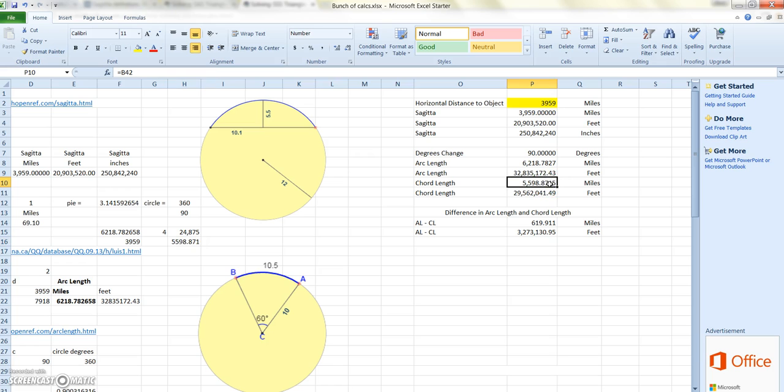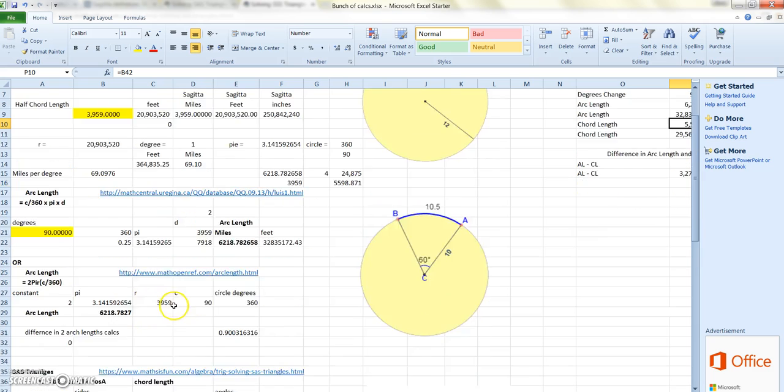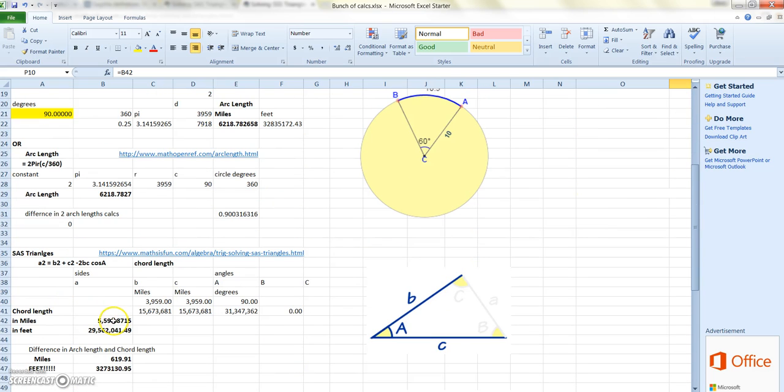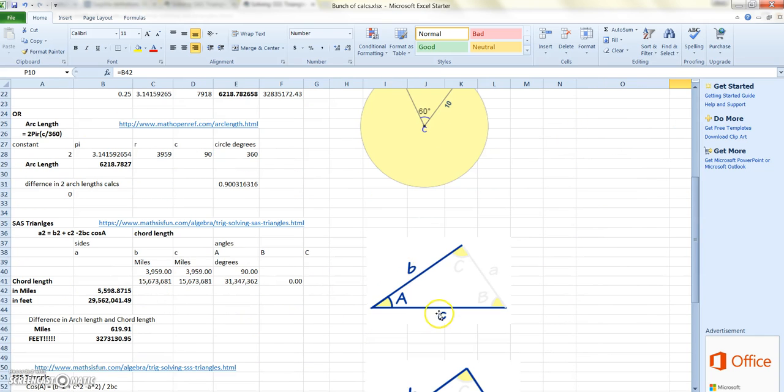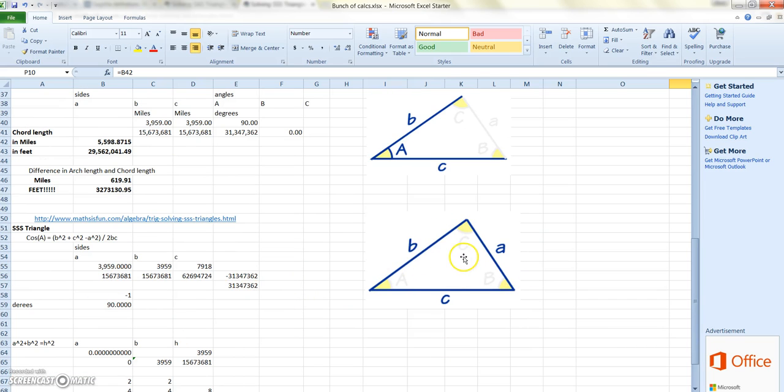So I know that formula is correct in what I've calculated over here as my chord length. And my chord length is right here, okay? That's how you figure out the chord length, by doing the SAS triangle. So I know that's all right. I know my degree change is right, because if I know what my chord length is, I now know what A is because I've figured it out according to this. I know C, B, and A. I can figure out what my degree is just to make sure that it's correct.